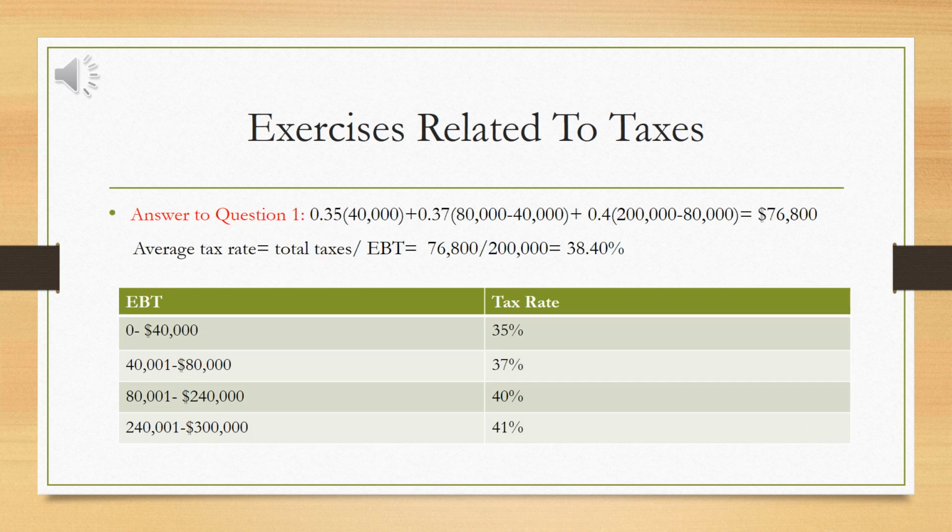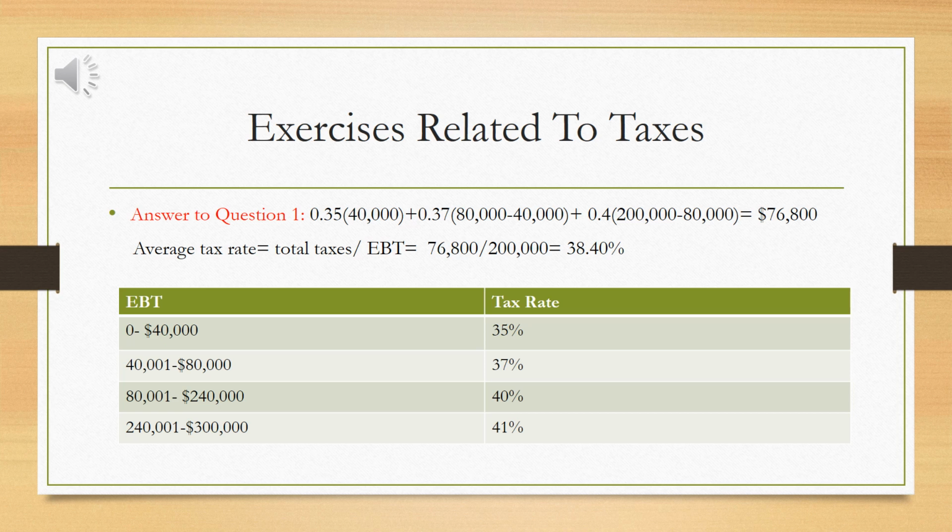Average tax rate equals total taxes over earnings before taxes. We already know from the given that EBT equals 200,000. Thus, what we need now is to find the total taxes. In order to do that, we have to multiply each tax rate by the maximum EBT of its range minus the maximum EBT of the range before and add all the results. Nevertheless, we have to stop at the range of the given EBT, which is 200,000.